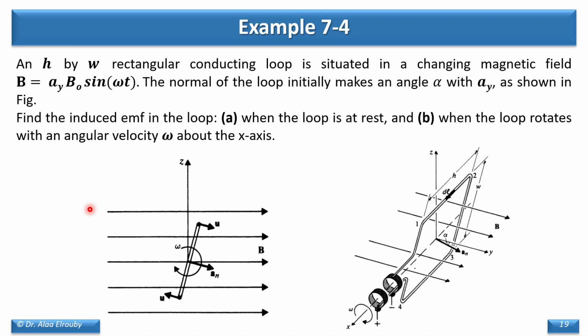Let us consider this example here. We have an h by w rectangle, with height equal to h and width equal to w, and it is a loop. So it is closed. From this side, it is closed by a brush. One brush is connected to this terminal, and another brush is connected to the other terminal.